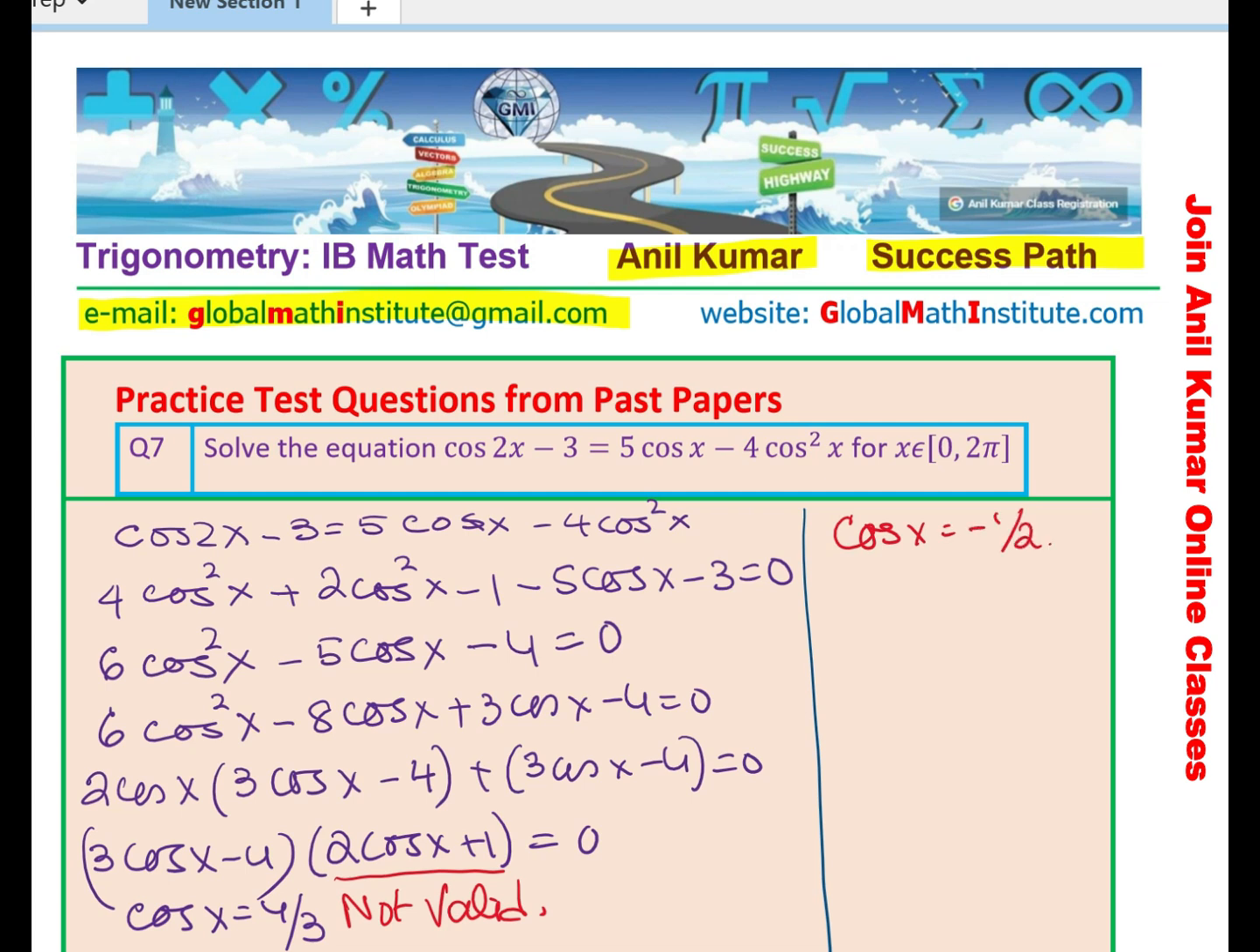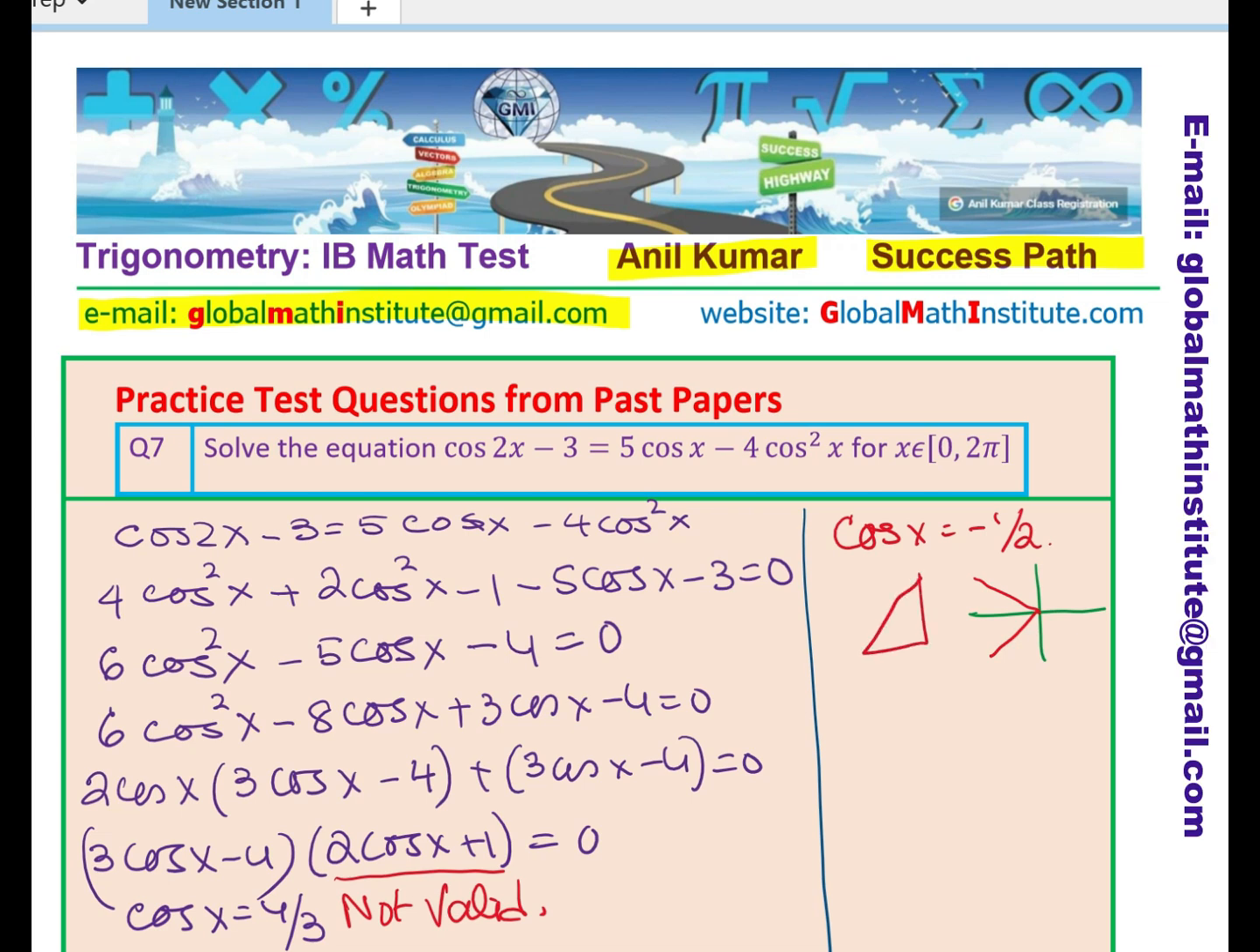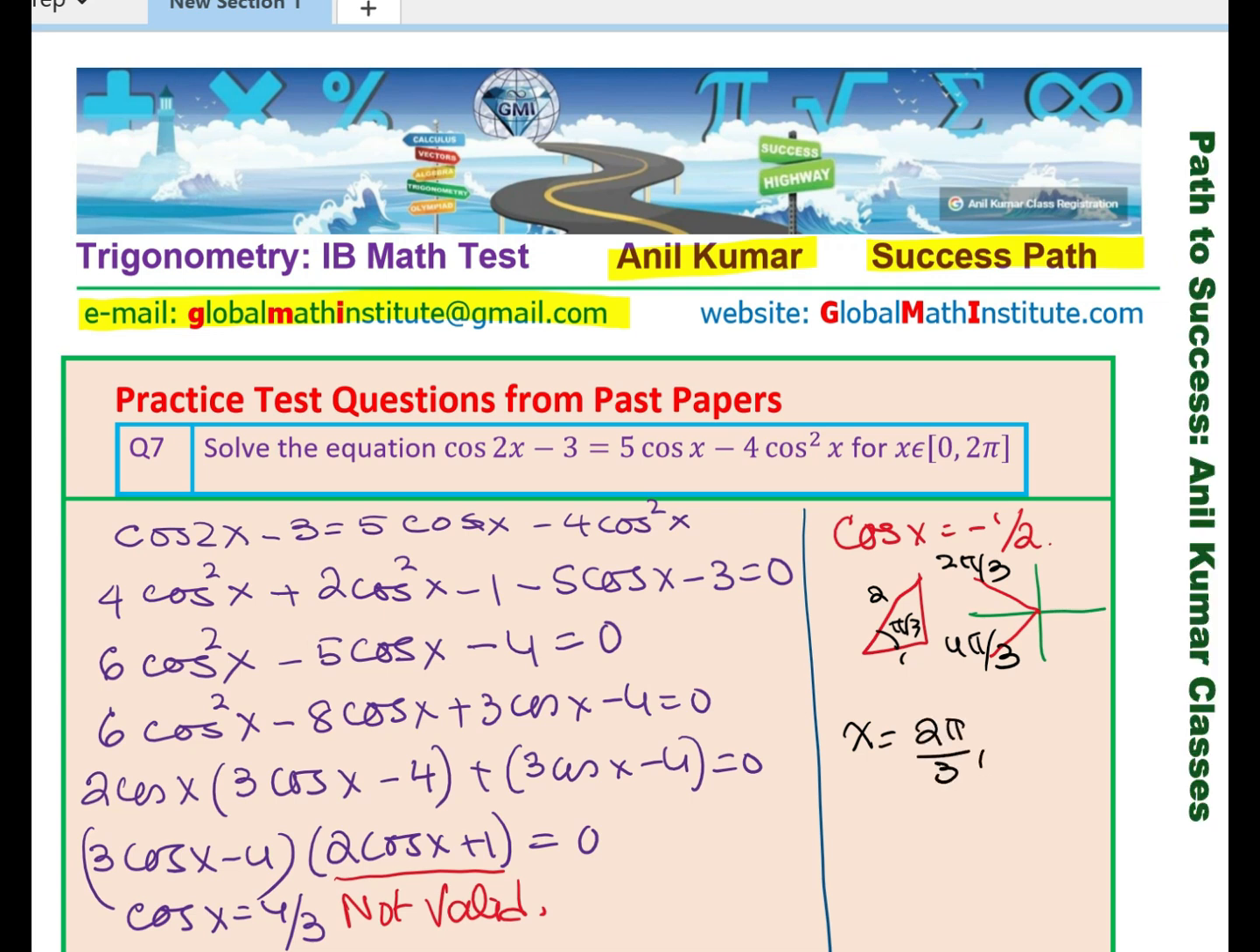Minus half means we are talking about quadrant 2 and 3, right? And the related acute angle is pi by 3, right? So this angle is 2 pi by 3 and 4 pi by 3. Okay? So we get the value of x as equals to 2 pi by 3 and 4 pi by 3. Okay? So with that, we have a solution of these 3 questions, question 5, 6, and 7.